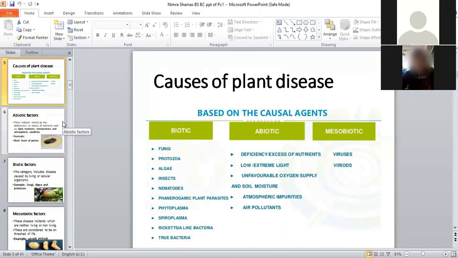And the second is mesobiotic. Mesobiotic diseases are caused by agents that are not living and not non-living. They are in between living and non-living. These are caused by viruses and viroids. Next slide.